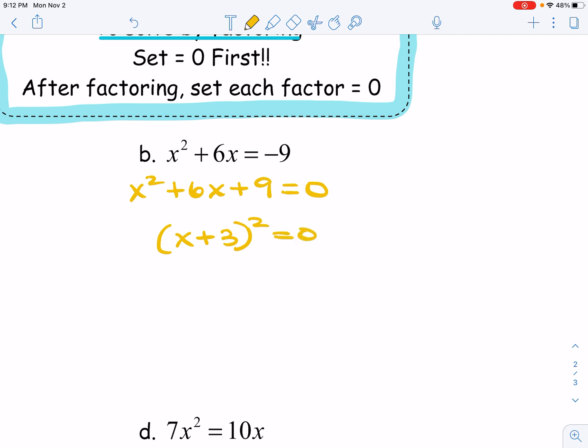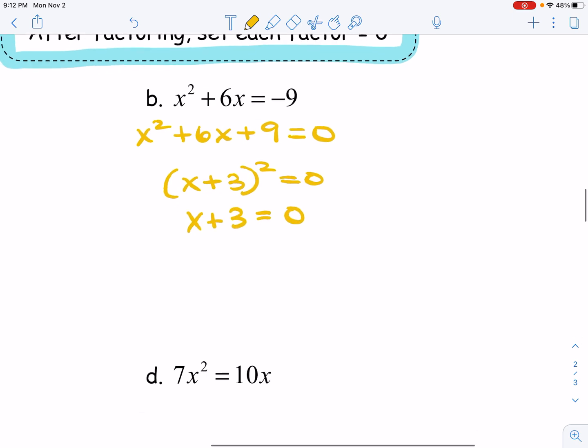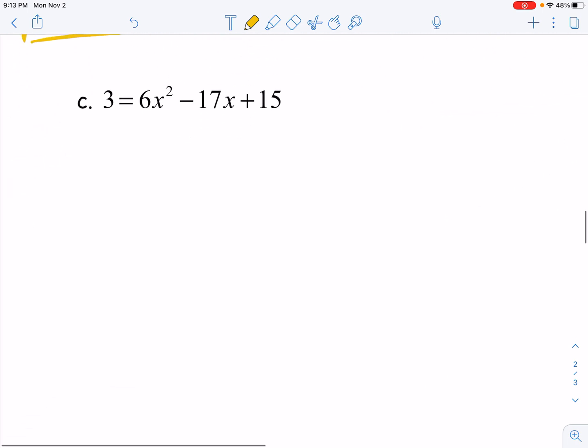So how do I solve this now? Well, I'm solving for x. I am undoing PEMDAS. So I want to square root both sides. The square root of 0 is still 0, and then subtract the 3. So this is a scenario where there is only one root, which means that is my vertex. My vertex is on the x-axis. Set it equal to 0.